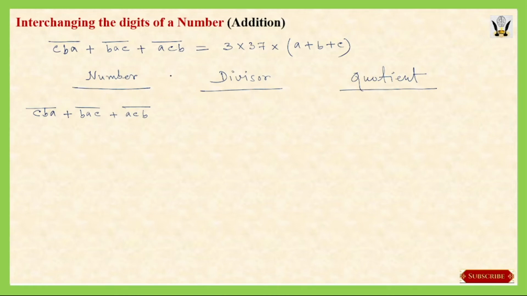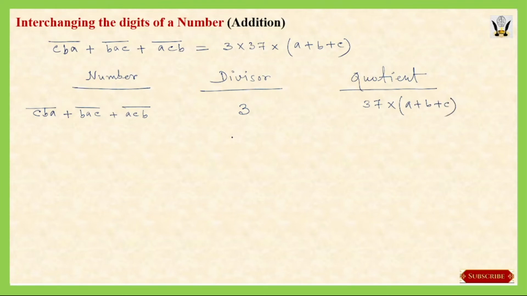Now suppose in this result of addition, if we divide by 3, then what will be our result of division or quotient? Without really performing this addition and then the division, we can answer, because we know that in this type of addition we will always have these three factors. So when this addition is divided by 3, the quotient will always be 37 multiplied by a plus b plus c.